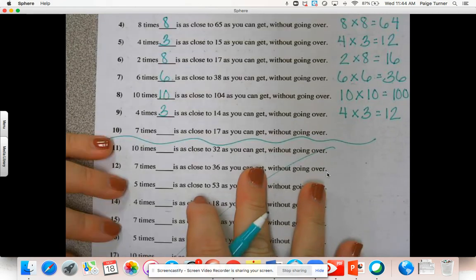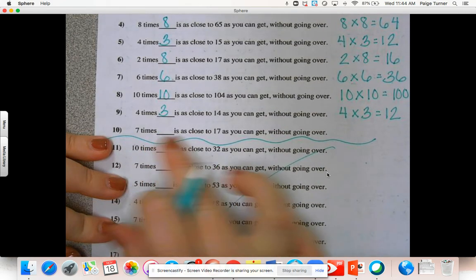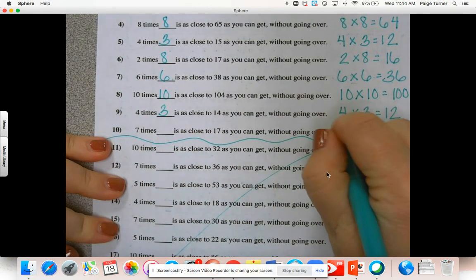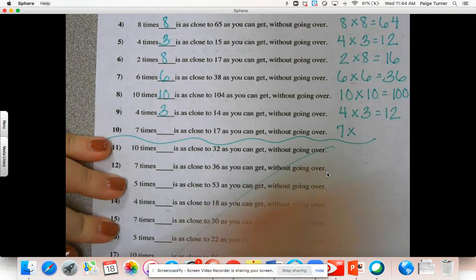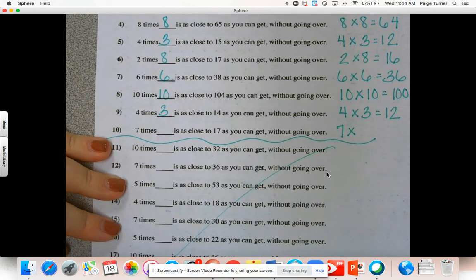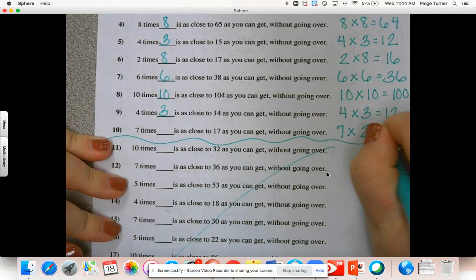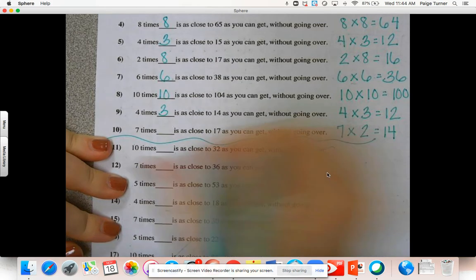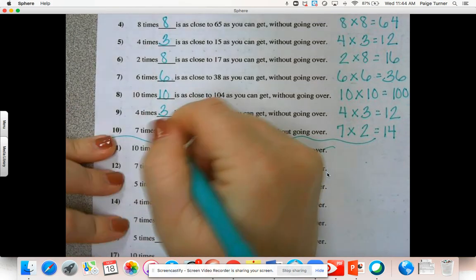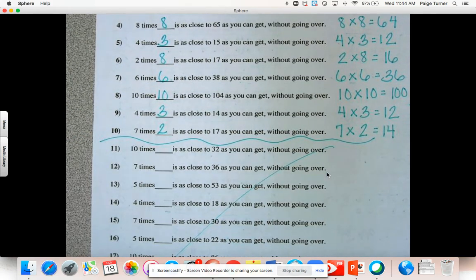And then number 10, 7 times blank is as close to 17 as you can get without going over. So 7 times what number? 7, 14, 21, it would have to be 14, right? So that would be 7 times 2, which equals 14. So 7 times 2 is as close to 17 as we can get without going over.